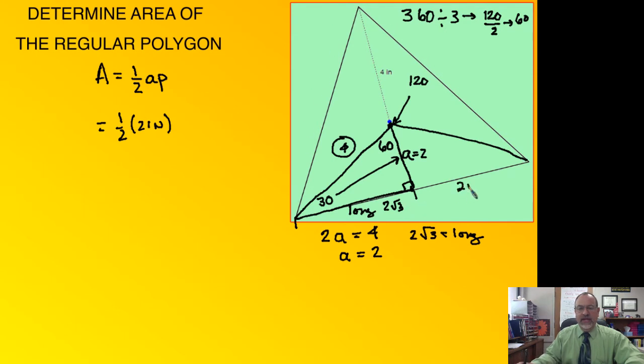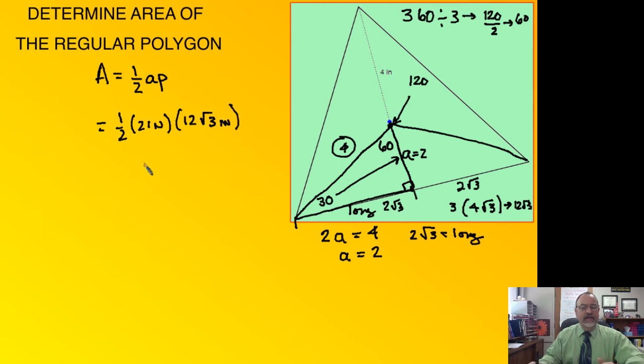So I need to add 2 radical 3 to itself. So 2 plus 2 is 4, and then there's still radical 3. I don't do anything with those. So one side is 4 radical 3, and I have 3 of those to get my perimeter. So my perimeter is 12 radical 3. So the perimeter of this figure is 12 radical 3 inches.